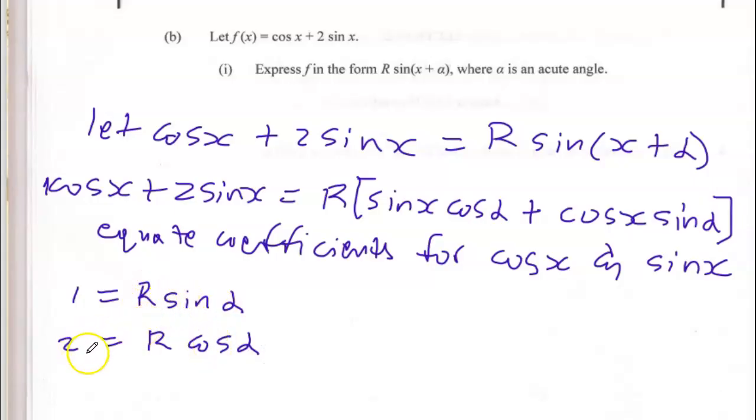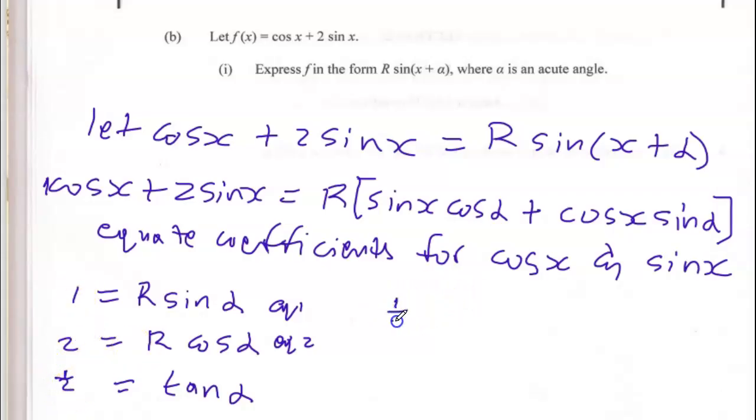And now we can divide these equations by each other, right? That's equation 1 and equation 2. So put equation 1 over equation 2. We get 1 over 2 equal to r sin alpha over r cos alpha, because the r cancels. And sin over cos, that's tan. So tan alpha is equal to half.